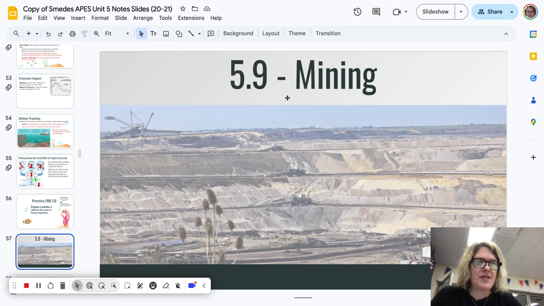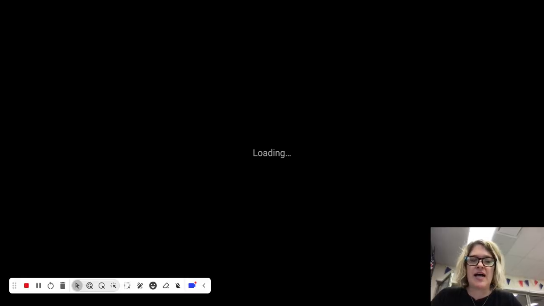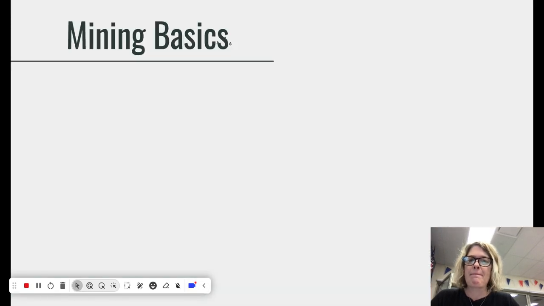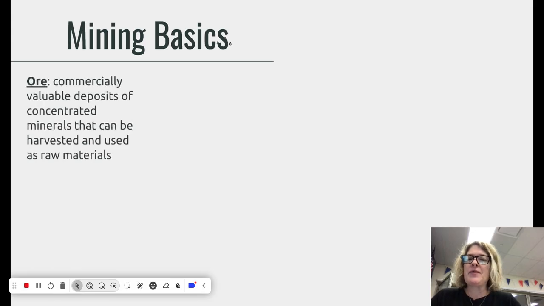Okay, so this set of notes is going to be on mining. This is the Unit 5, Section 9, mining notes. And let's wait here for the PowerPoint to pick up. And so let's talk a little bit about some of the basic vocab terms that you need to know in terms of mining. So the first is ore.